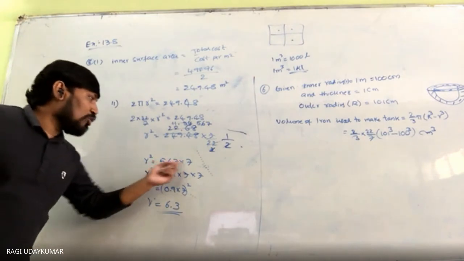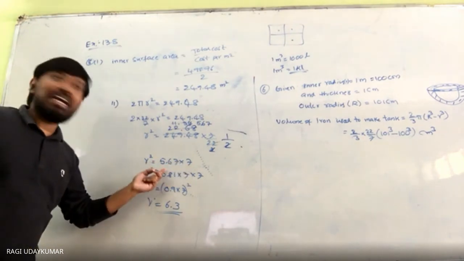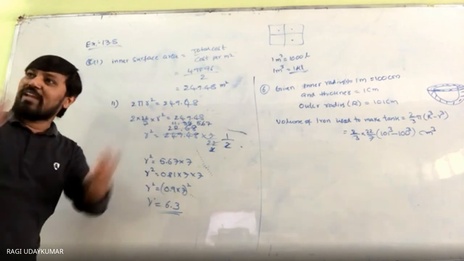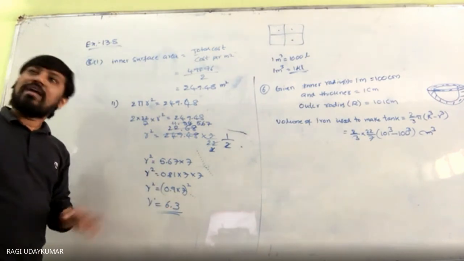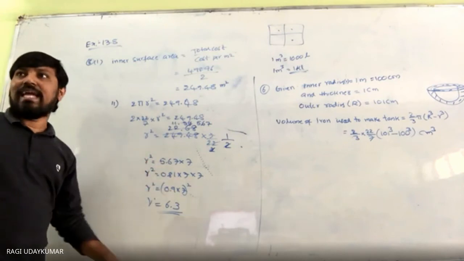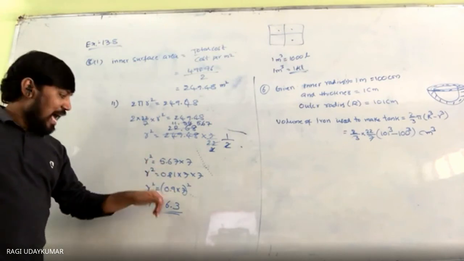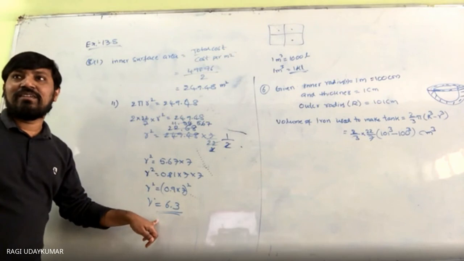Otherwise what you will do, you will multiply these two, and after multiplying, to get r square you will find the square root, which is a little time consuming. You can do it in any other way. This is my idea of doing. Yes, r you have to find out.